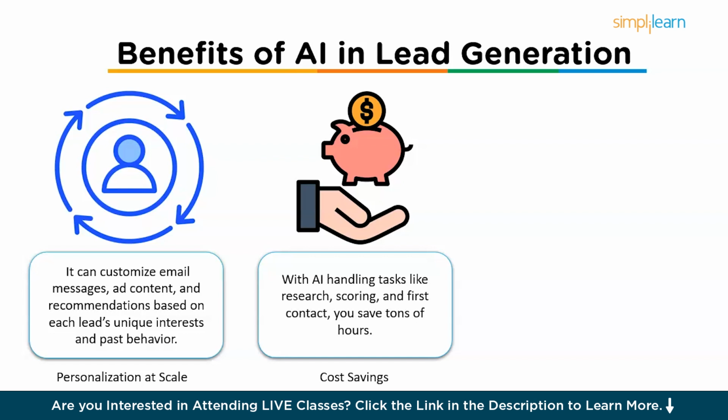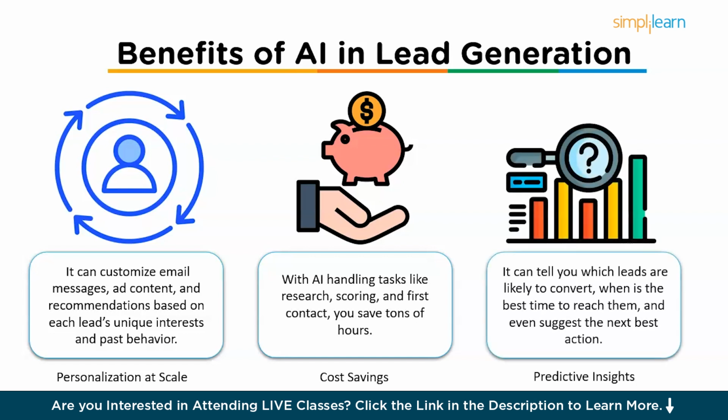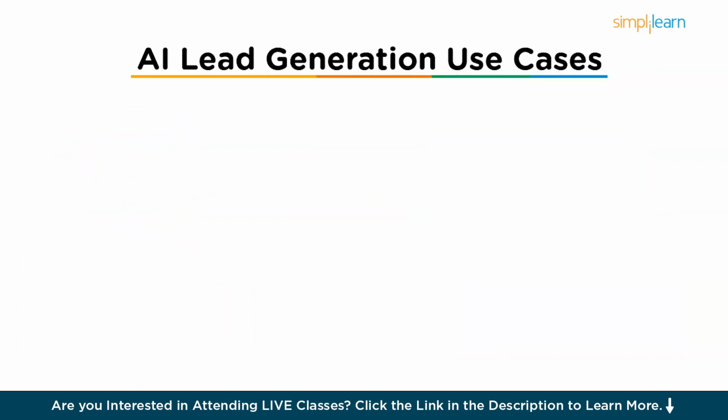Now moving on, we can see predictive insights. AI doesn't just react, it can predict. It can tell you which leads are likely to convert, which is the best time to reach them, and even suggest the next best action. This level of insight makes sales and marketing teams much more strategic. Now let's move on and see the AI lead generation use cases.